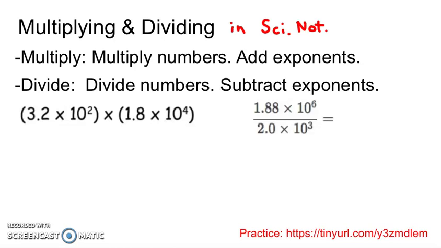Hey, this is Mr. Mitchell, physical science teacher at Coosa High School, and today we want to talk about multiplying and dividing in scientific notation.